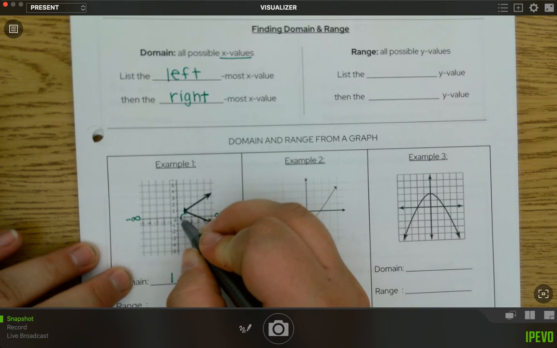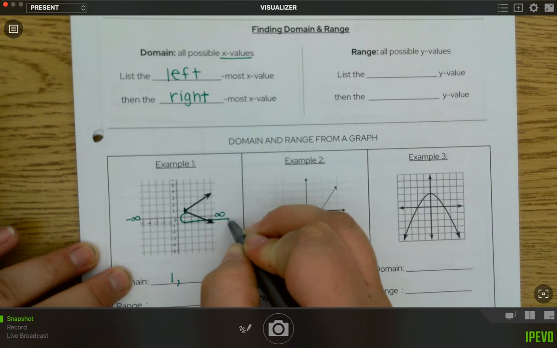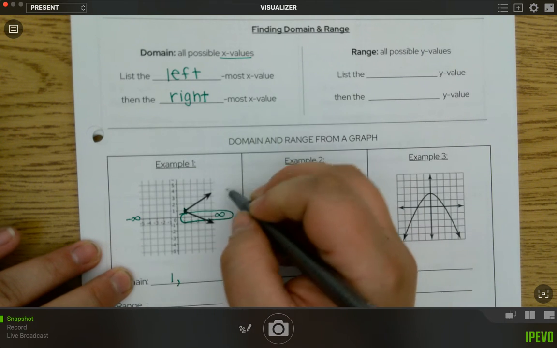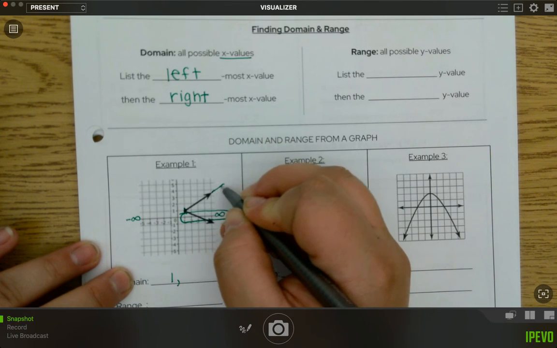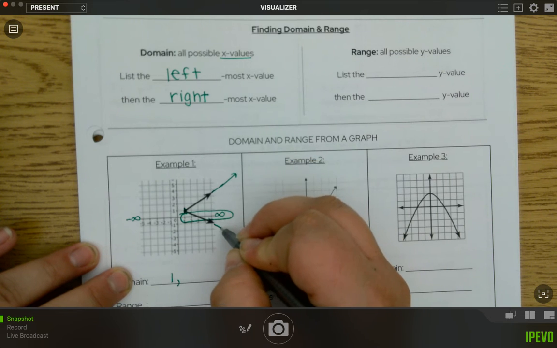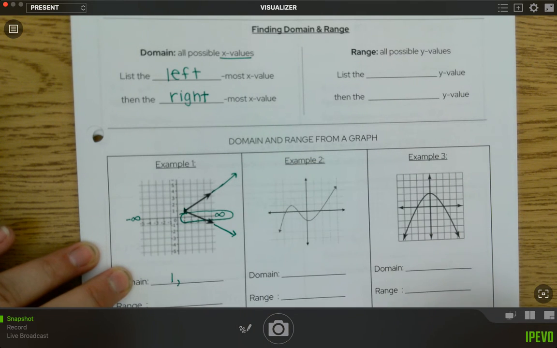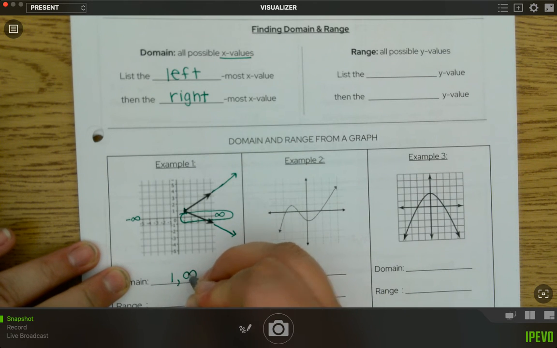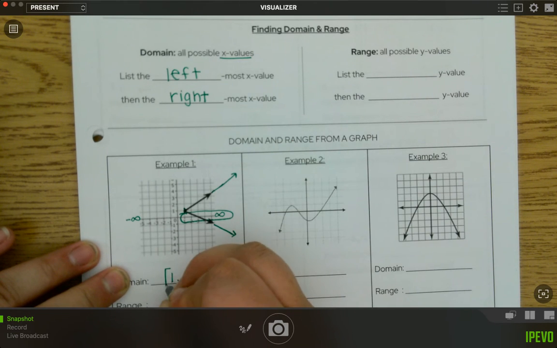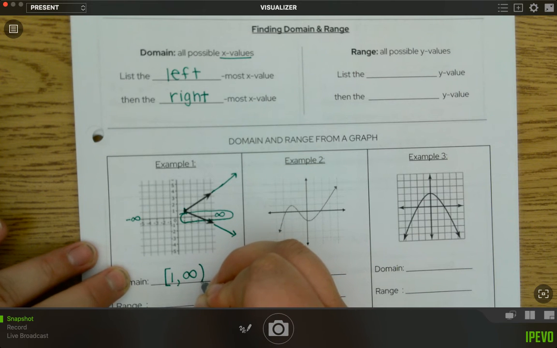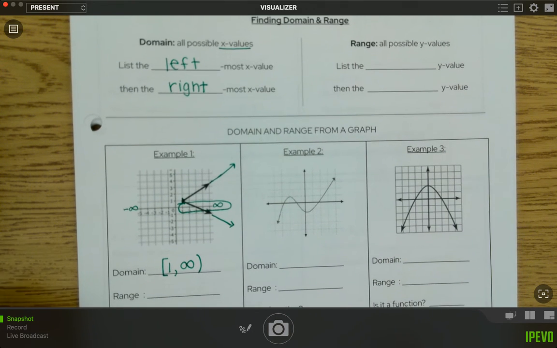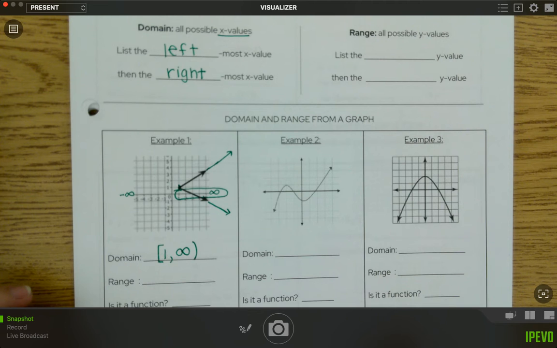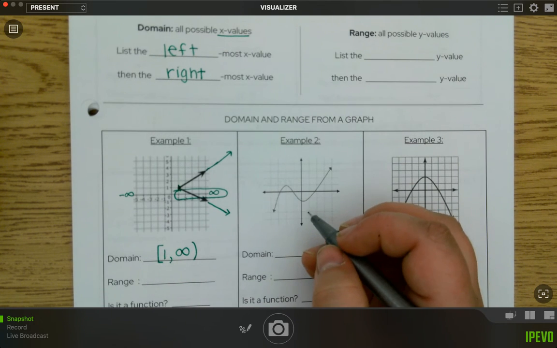The graph starts at this 1 and it only goes this way. Right? Because it gets to an arrow, and that arrow means that it really just keeps going to the right. It never stops. So it's going to positive infinity. The 1, because it's a whole number, gets a bracket. The infinity gets a parenthesis because we can't equal infinity. Okay, and then I'm going to do the domain on the next one too.